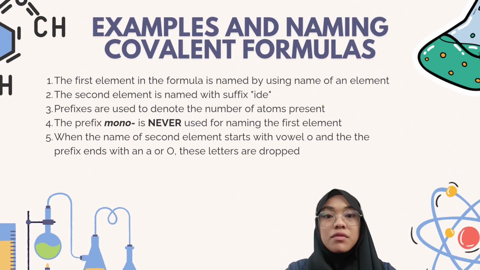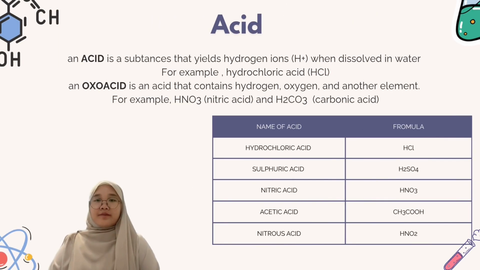The first element in the formula is named by using the name of the element. The second element is named with the suffix "-ide". Prefixes are used to denote the number of atoms present. The prefix mono is never used for naming the first element. When the name of the second element starts with a vowel like O and the prefix ends with an A or O, these letters are dropped.